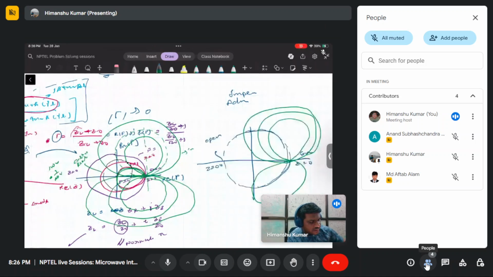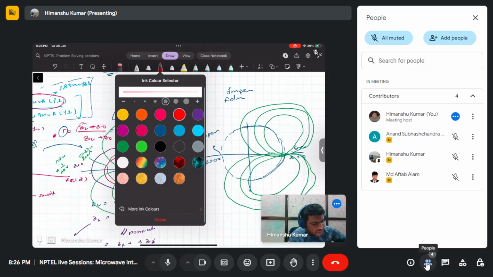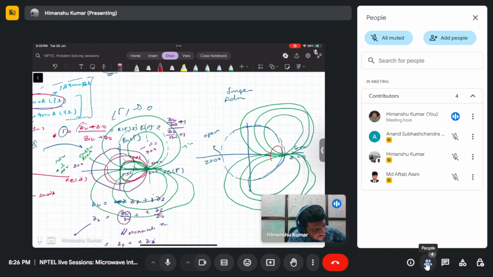At this point you can also draw other circles. So these are these circles. This is the reactance circle. So this is the reactance circle, and you can derive this.